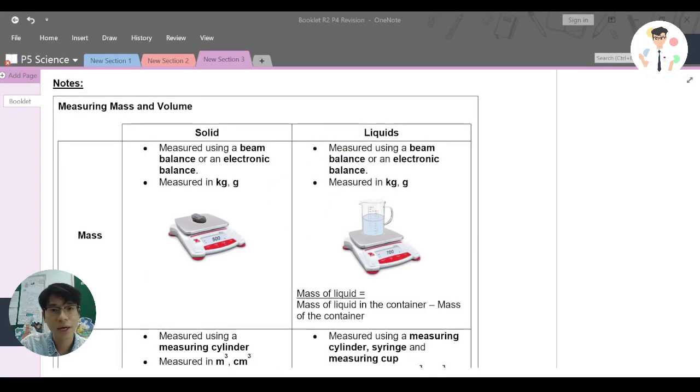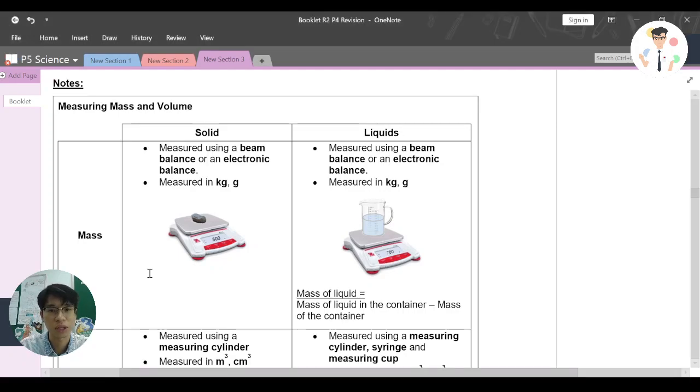Welcome back to your class, and now we are looking at measuring mass and volume. So how do we measure the mass of a solid, mass of a liquid, volume of a solid, volume of a liquid? There are different methods and different ways depending on the items or objects.